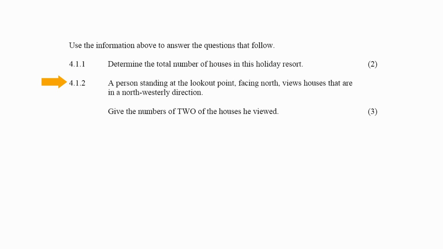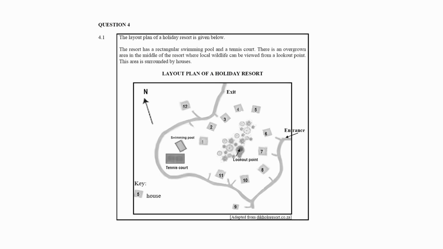In question 4.1.2, it is stated that a person standing at the lookout point facing north views the houses that are in a northwesterly direction. You will have to give the numbers of two of the houses he viewed. Given that north is in this direction, northwest will be halfway between west and north. The possible houses that he viewed are houses numbered 1, 2, and 12. Any two of these houses are accepted as correct.